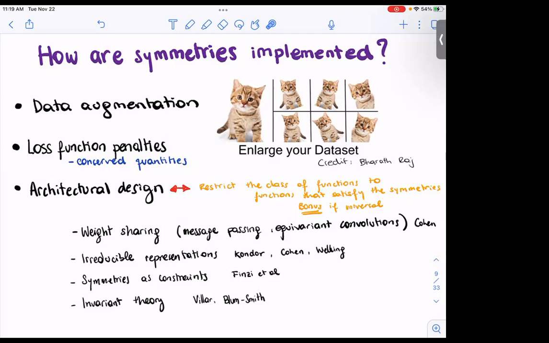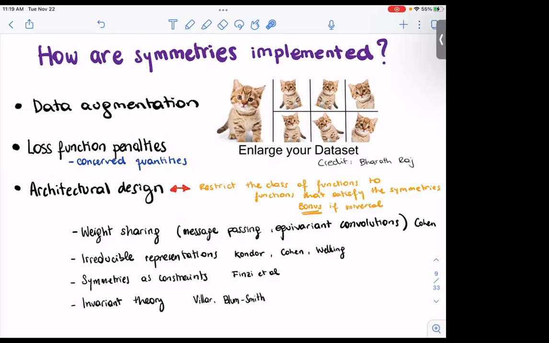Another thing that you can do is you can exploit the fact that these symmetries are related with the conservation laws. If you know what the conserved quantity should be, you can put that as a loss function, as a penalization in the objective.